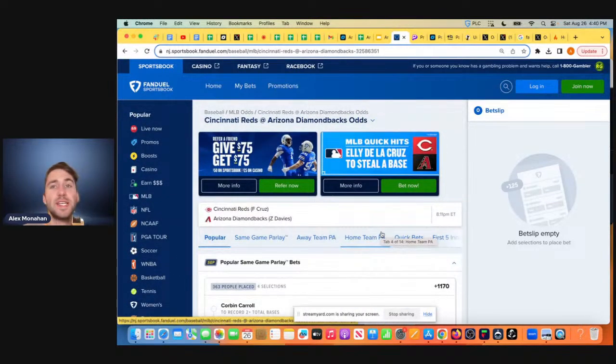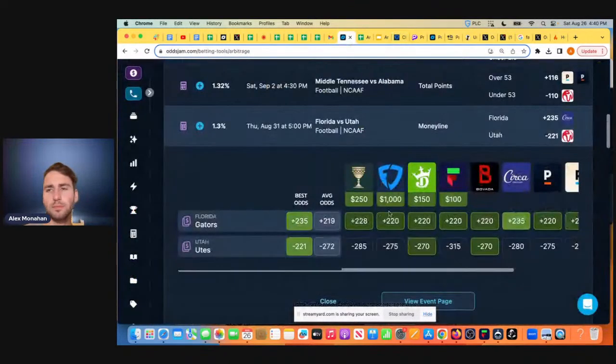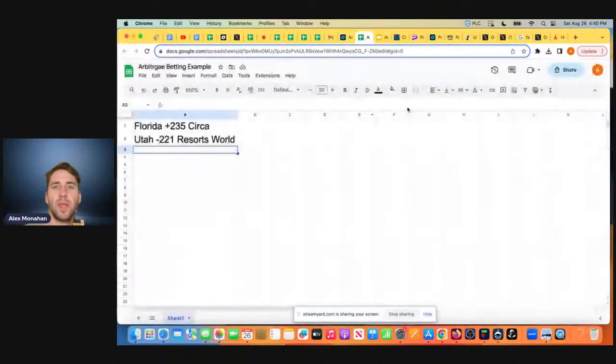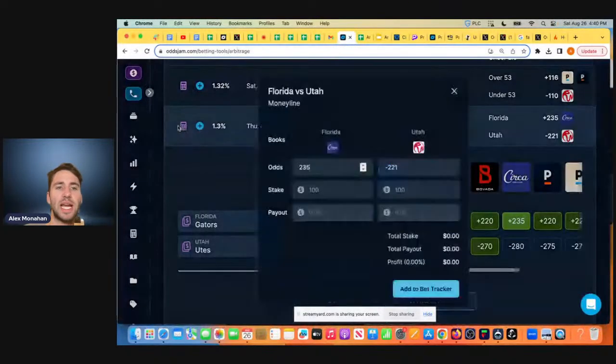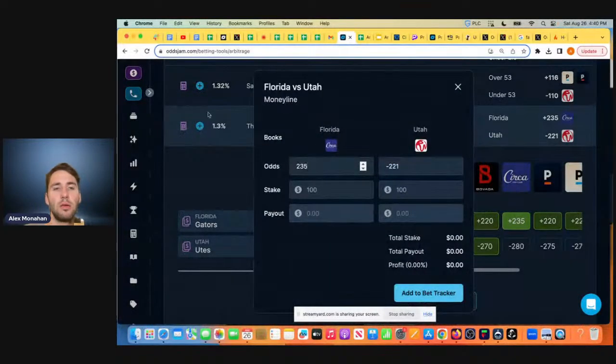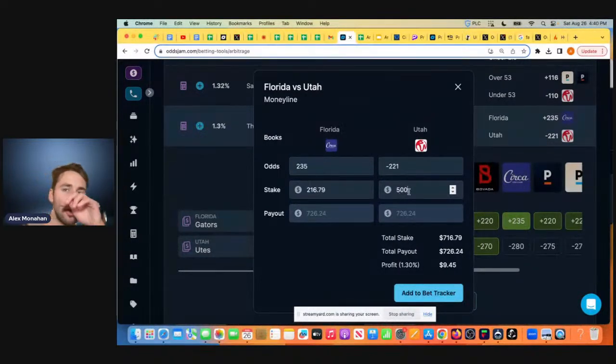These are inefficiencies in the market. You're like a day trader, right? You've got to move quickly to take advantage of these inefficiencies. So what we can do is pull up our little arbitrage calculator right here. Let's say our bankroll on Resorts World is $500, and we want to put $500 on this play.